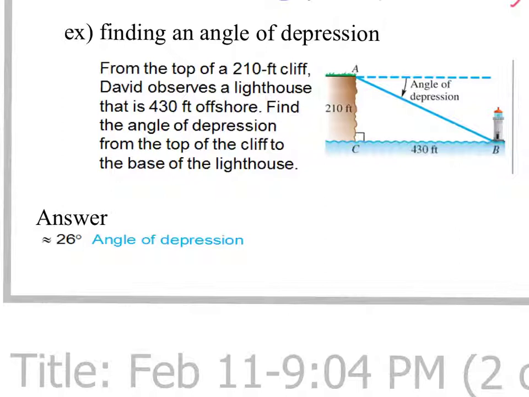Finding an angle of depression. Now notice the author's nice here and gives us the picture. From the top of a 210-foot cliff, it's harder when you have to draw the picture yourself. David observes a lighthouse that is 430 feet offshore. So notice from here to here, that's 430 feet. And here's my cliff, my 210-foot cliff. Okay, so I'm observing, I'm just going to draw, here's the eyeball. So I'm observing the lighthouse. It says find the angle of depression from the top of the cliff to the base of the lighthouse.